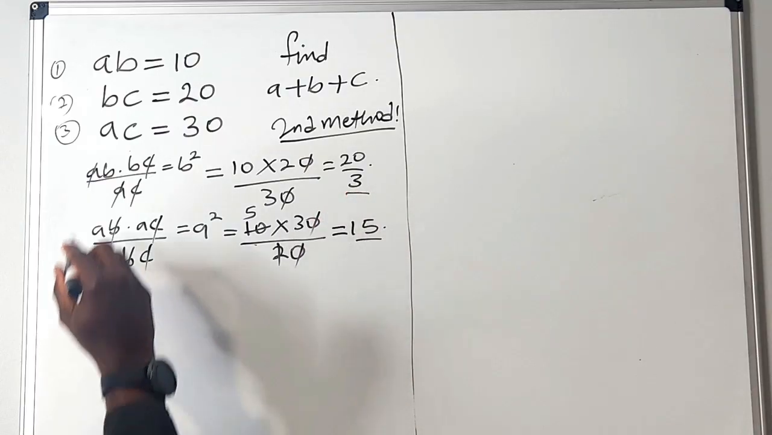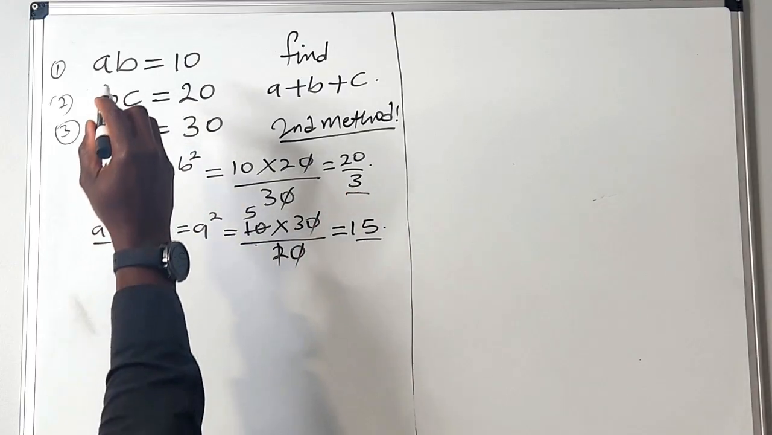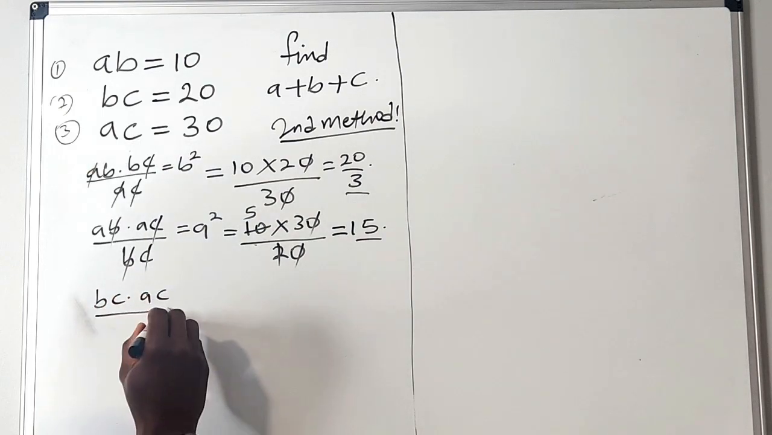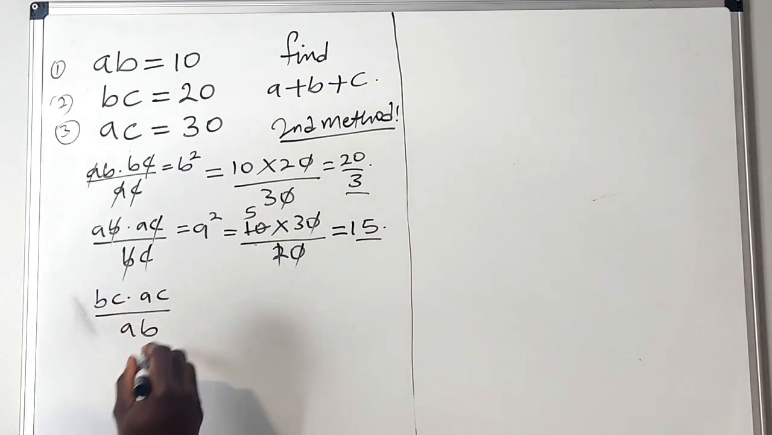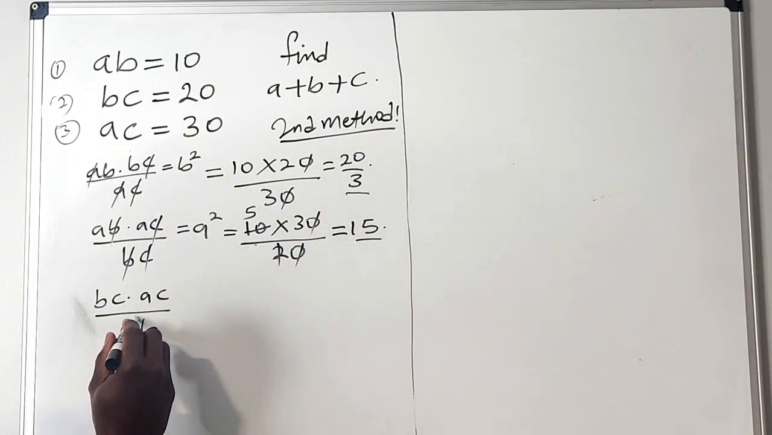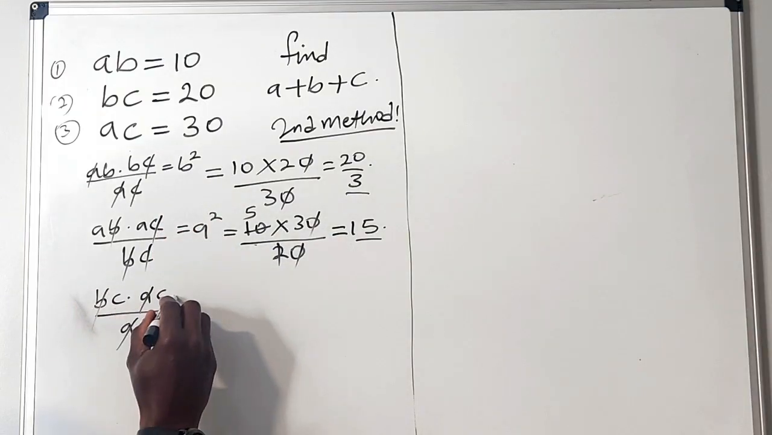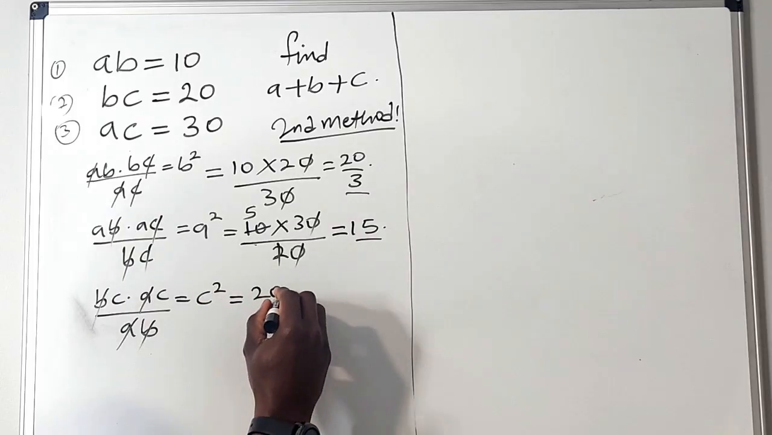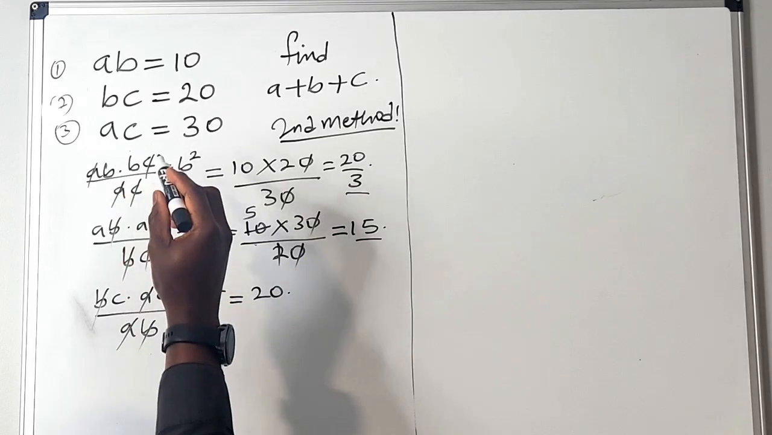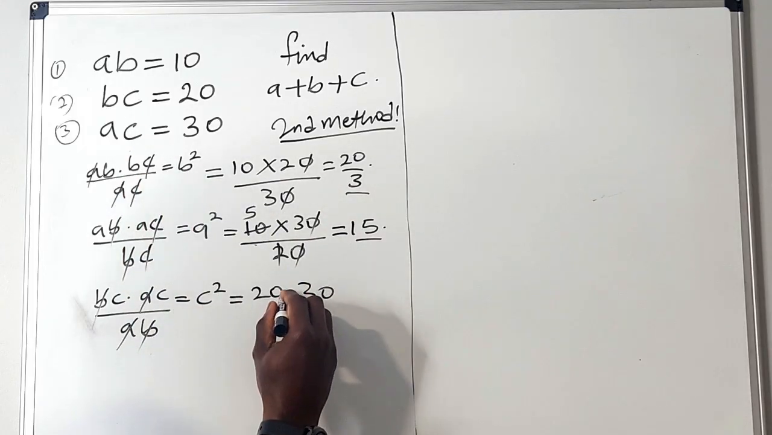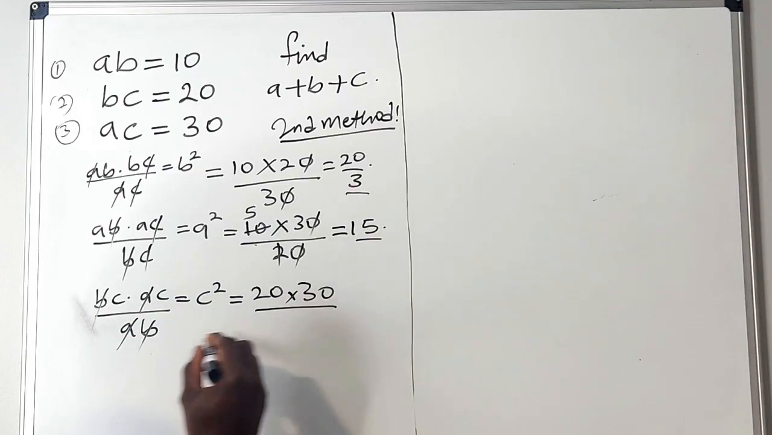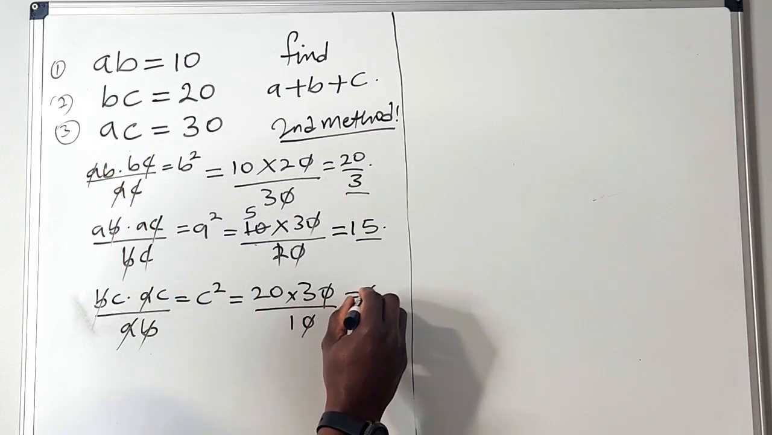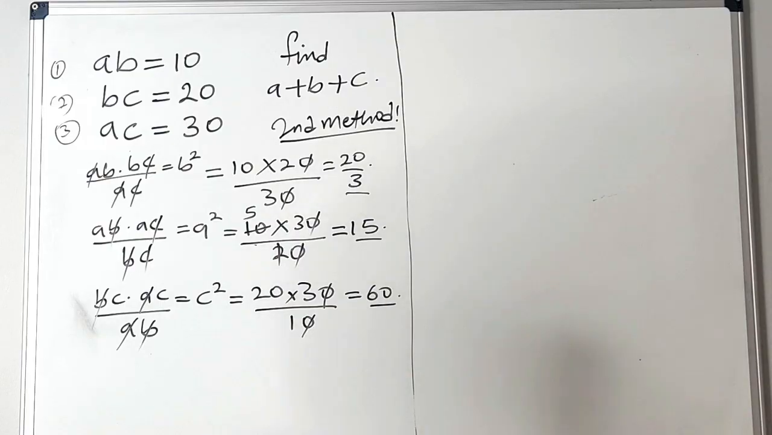Okay, so the last one we have BC times AC divided by AB. Now we're looking for C squared, right? So that cancels out, and we have C squared. So BC is 20, AC is 30, and AB is 10. So this is what? 60.